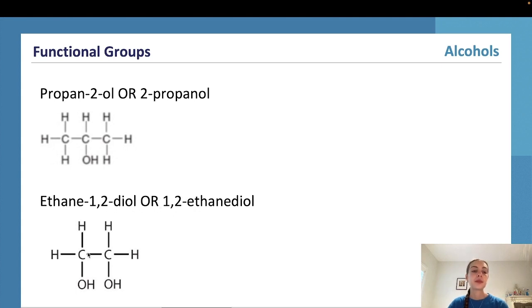So we can see that on the first carbon, we've got a hydroxyl group, and on the second carbon, we've also got a hydroxyl group, hence making this ethane-1,2-diol. The di means that there are 2 hydroxyl groups in this particular molecule, and the 1,2 suggests that they're on the first carbon and on the second carbon.